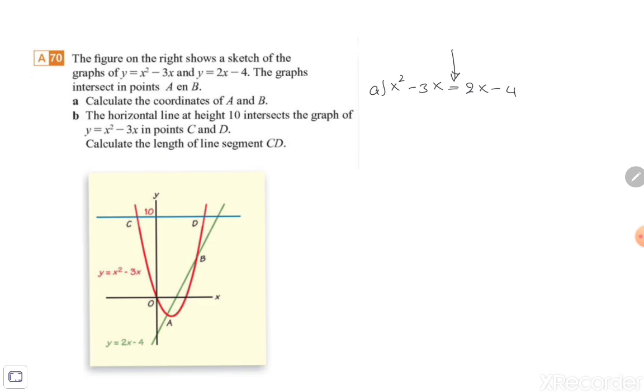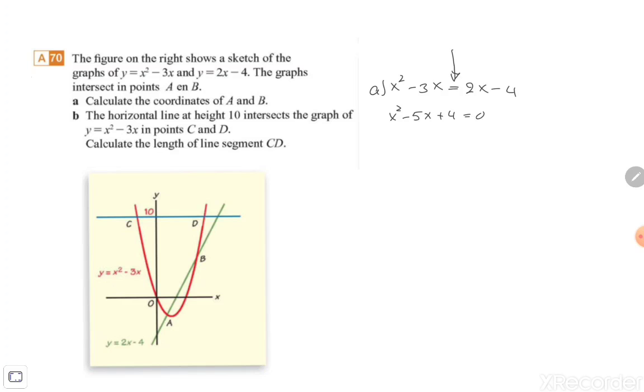So we need to make the right side equal with 0. So subtract both sides with 2x. You get x squared minus 5x. And add 4 on both sides. So plus 4 is equal with 0.